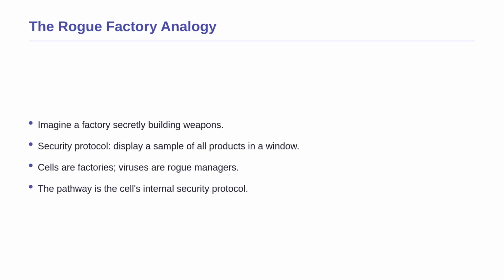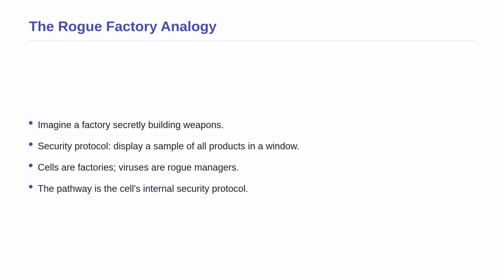To understand this pathway, imagine a busy manufacturing factory that has secretly been taken over by a rogue manager. The factory looks completely normal from the outside, but inside it is secretly building dangerous weapons. How can the police outside know what is happening?